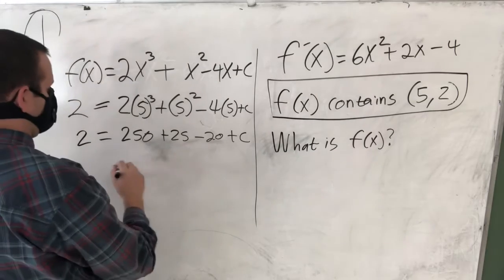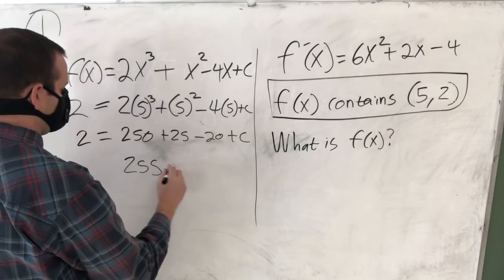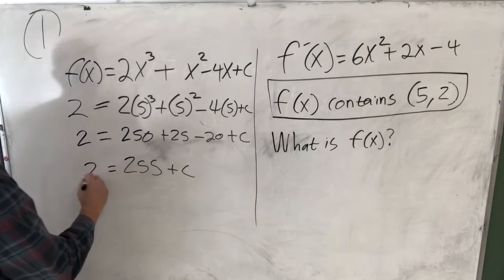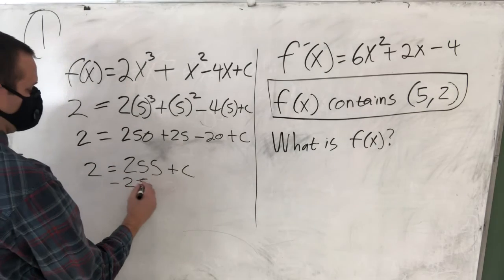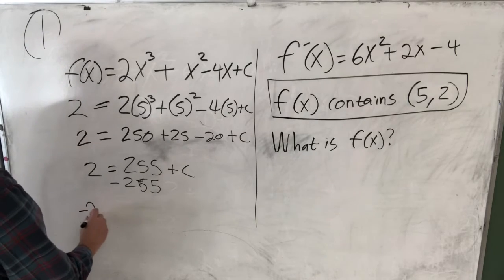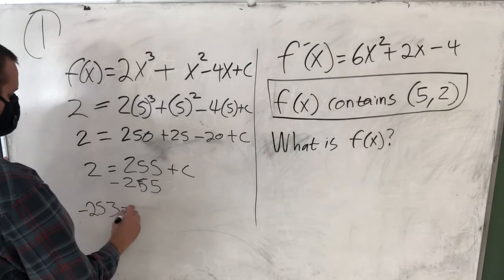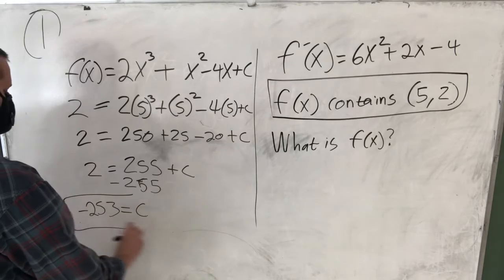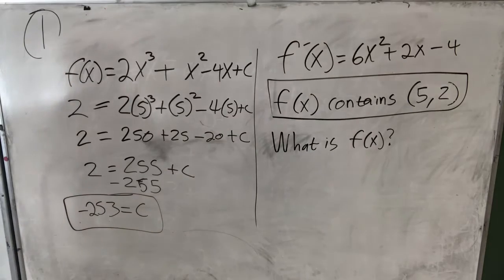Let's see here, that's 255 plus c equals 2, minus 255 from both sides. That leaves me with negative 253 equals c. There we go. All right, I'm going to put another one up.